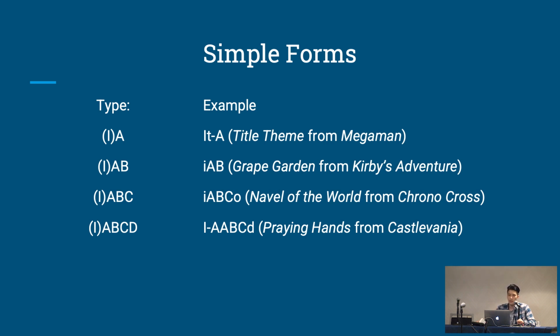Right here, IA means there's an intro section, a transitional section, and then an A section. When it loops, it skips that first step and only repeats the A section. IAB here, the I is half the section length of the A and B, which is the reference length. IABCO has a smaller intro and smaller outro. IAABCD has your loop point, and then a smaller D section.